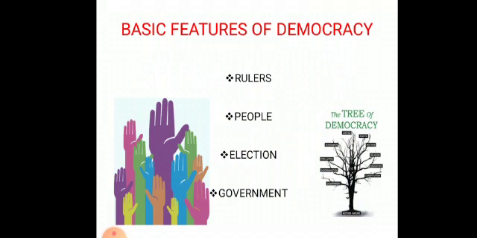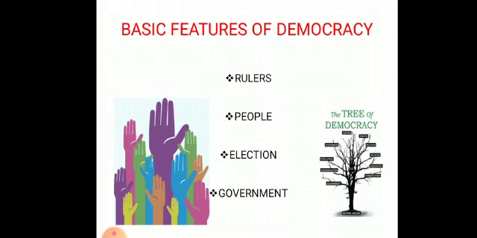We can see now the basic features of democracy. You all know the basic principle. Democracy means the rulers are elected by the people. When we describe this, we have four important components. What are they? Let me explain one by one. The first one is rulers. The second one is people. The third one is election. The fourth concept is government.